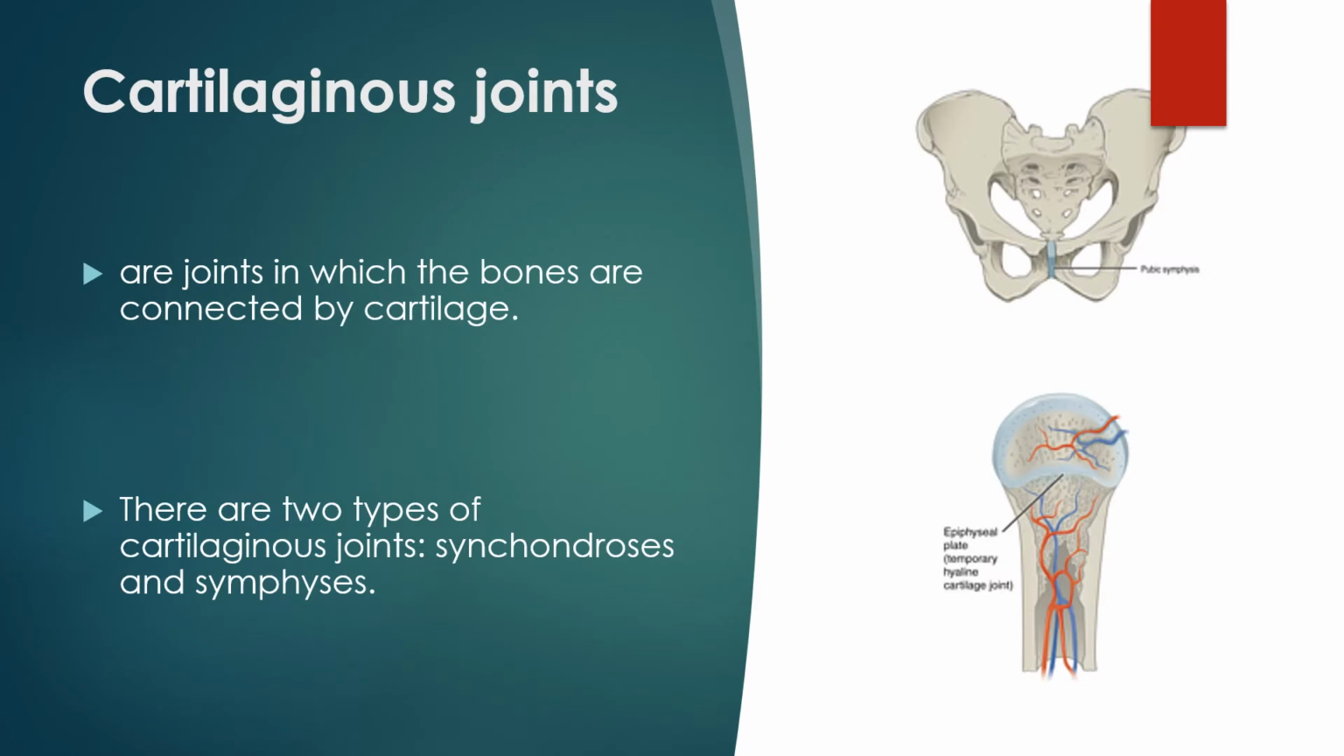Cartilaginous joints. These are joints in which the bones are connected by cartilage. There are two types of cartilaginous joints, which are the synchondrosis and the symphysis. In the synchondrosis, the bones are joined by hyaline cartilage, while in symphysis, hyaline cartilage covers the end of the bone, but the connection between the bones occurs through fibrocartilage.